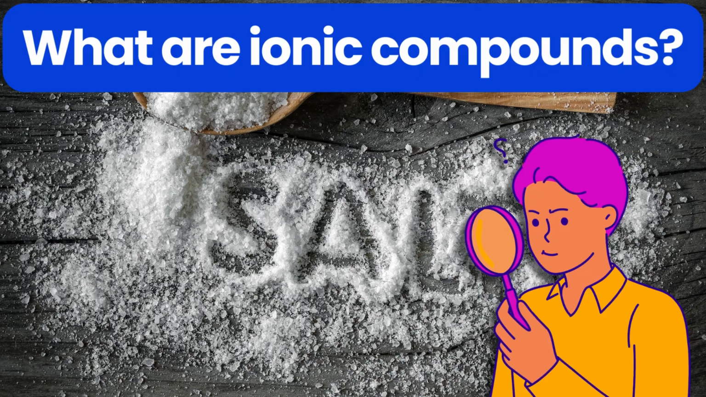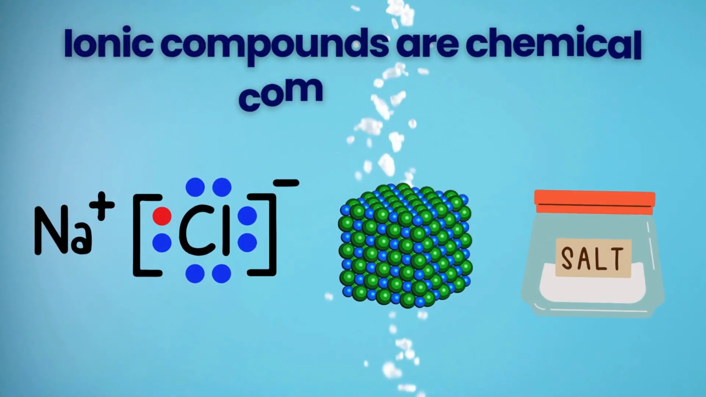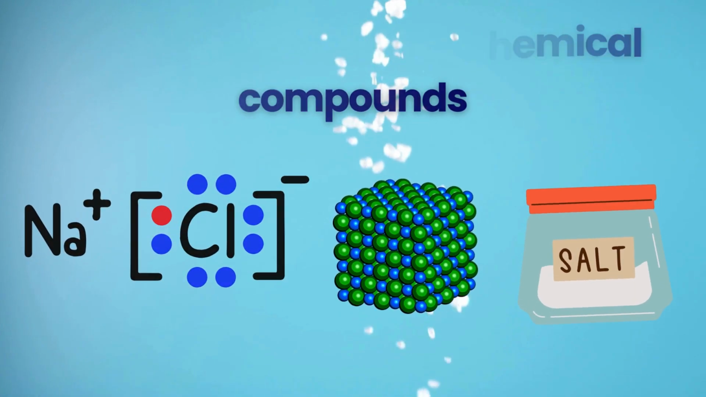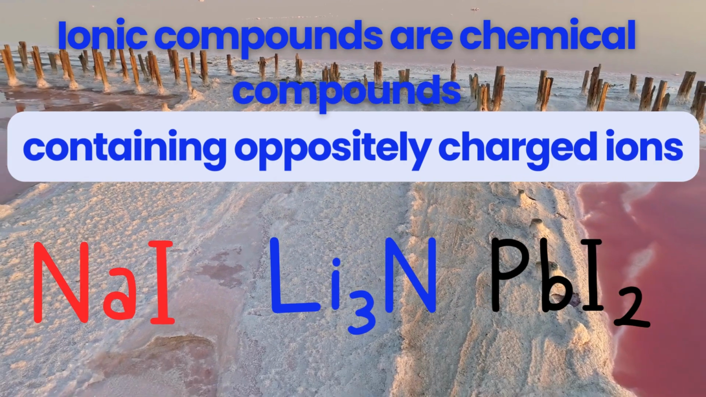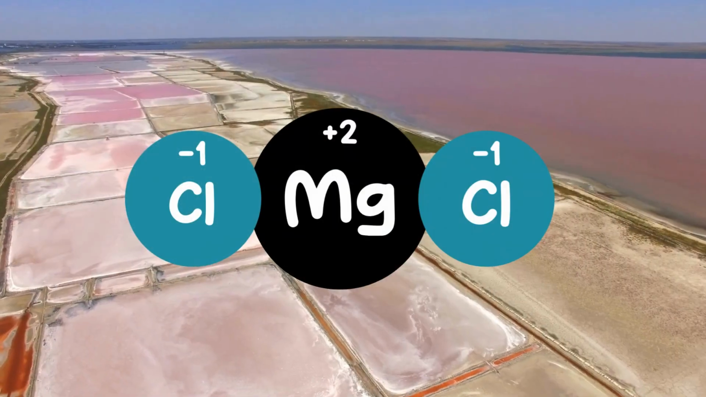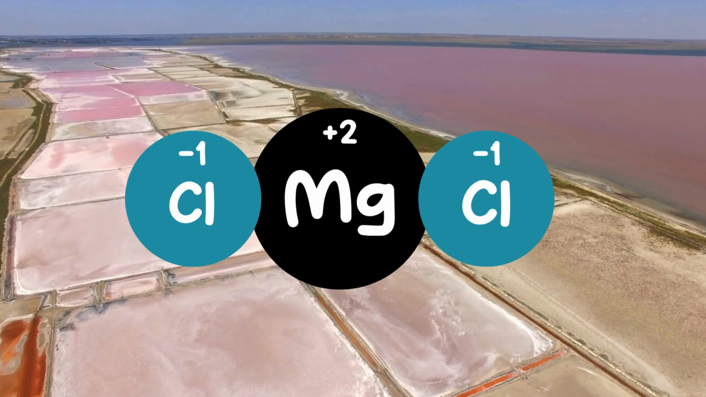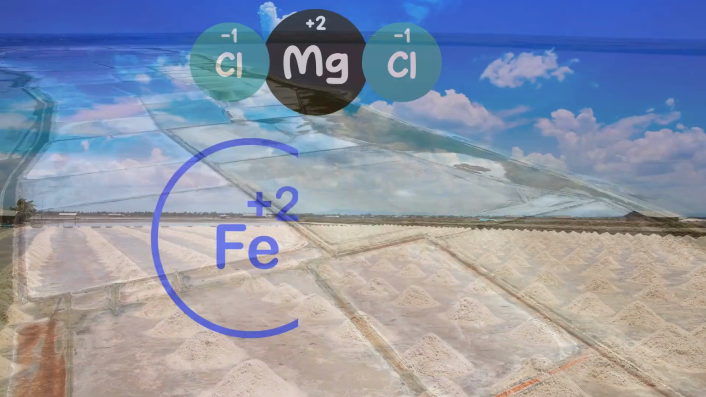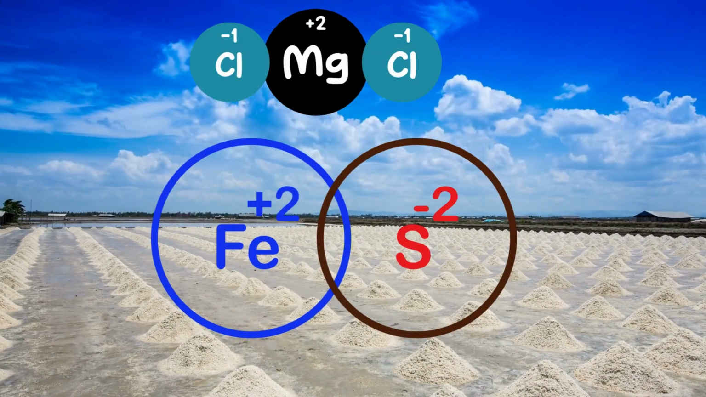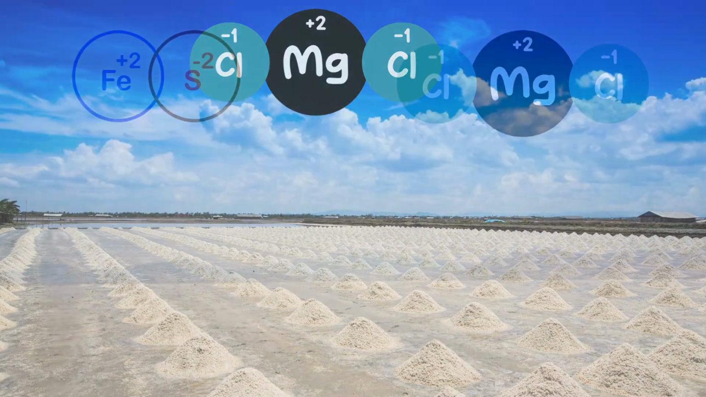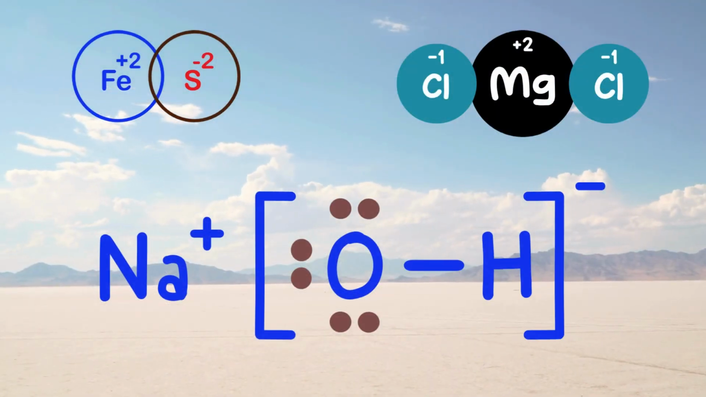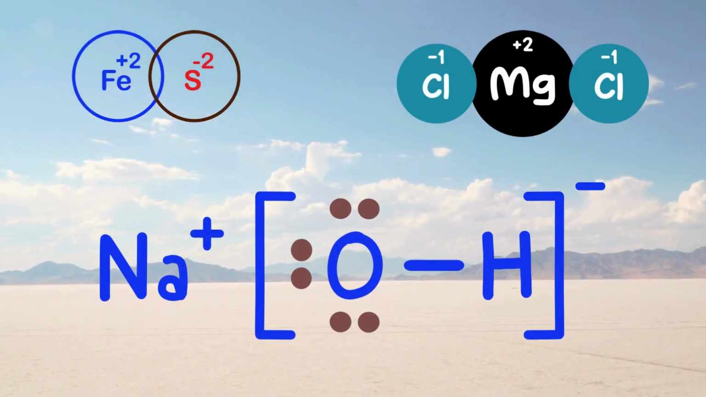So what exactly are ionic compounds? Ionic compounds are chemical compounds containing oppositely charged ions. For example, Mg2+ ion and 2 chloride 1− ions, iron 2+ ion and sulfide 2− ion, sodium 1+ ion and hydroxide 1− ion.